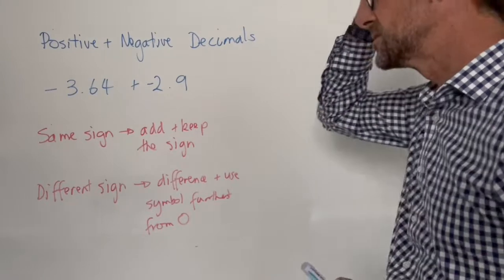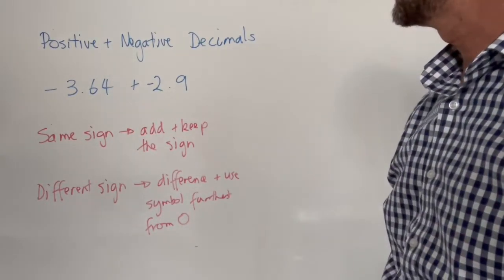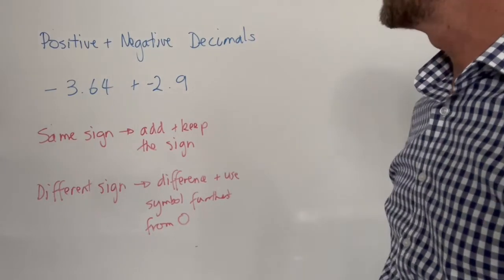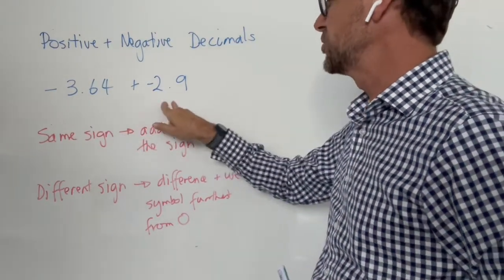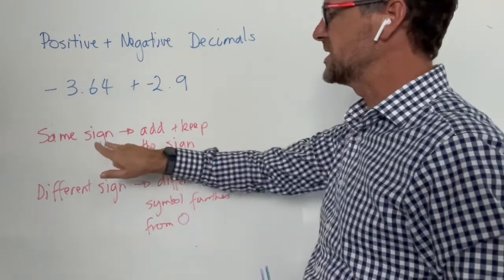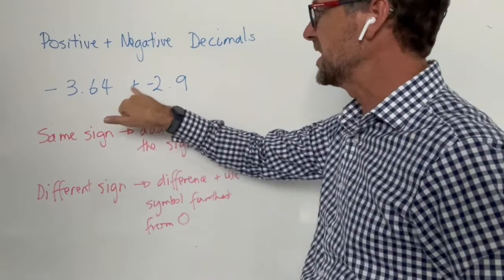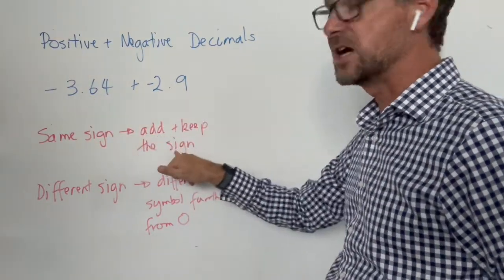Okay, so let's look at some adding and subtracting of positive and negative decimals. So here we have the question negative 3.64 plus negative 2.9. And we can use this rule here which says if the two numbers have the same sign, in this case negative and negative, then all we have to do is add those two numbers together and then keep that sign.